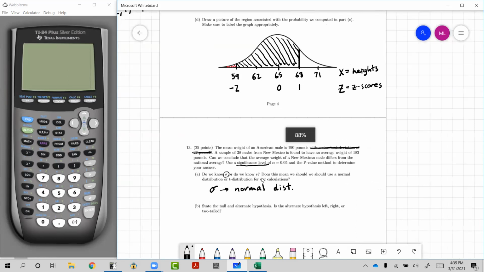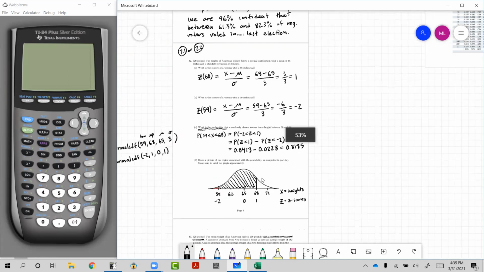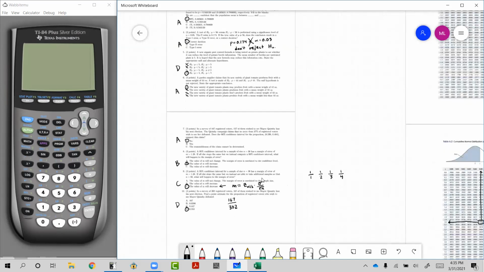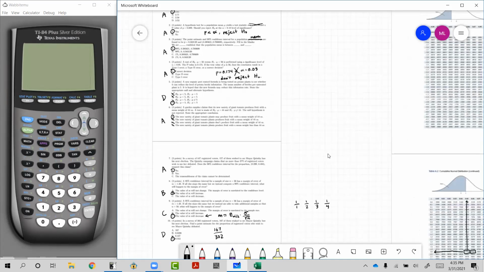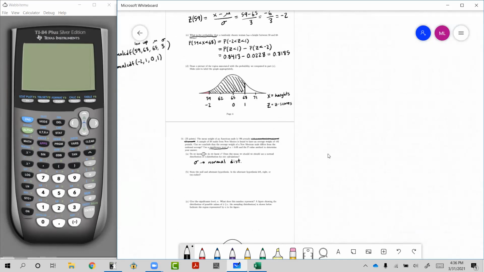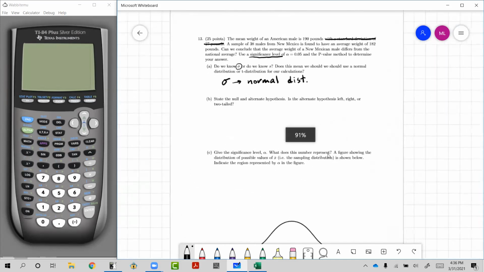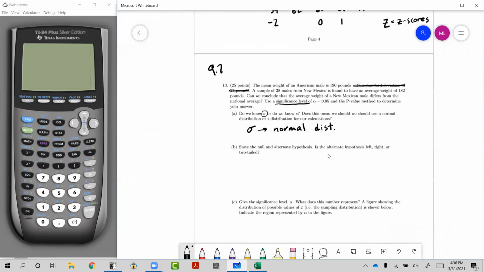Okay, so we've narrowed it down with that in mind to section, what? That's 9.2. Let's just go verify. Right, it's with sigma known, so that's section 9.2. We're dealing with a normal distribution, so dealing with z's. This is going to be a z-test problem when we get around to doing it. Okay, so this is 9.2.